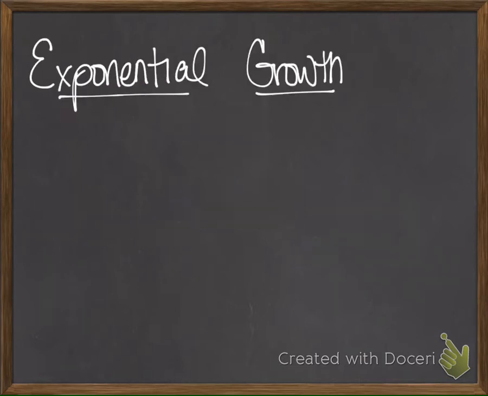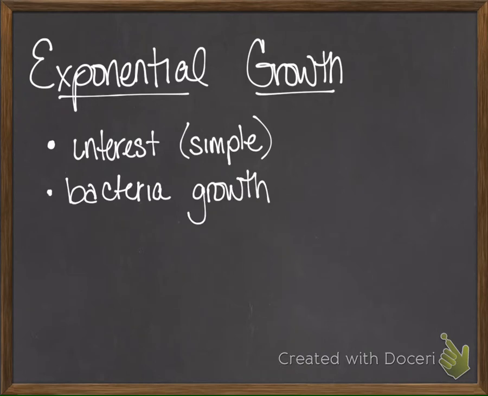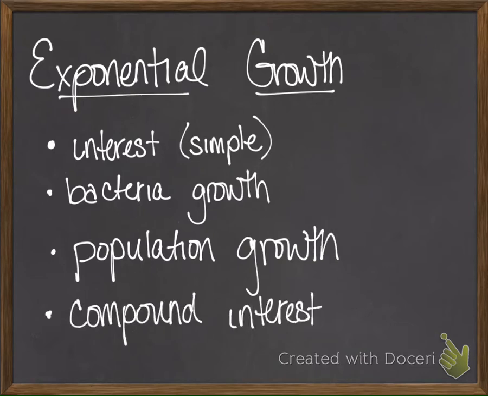So more specifically, exponential growth. We can use this for things like simple interest, which is really kind of like inflation, bacteria growth, population growth, and then there's also compound interest, but that takes a little tweak to the formula we can use for everything else.